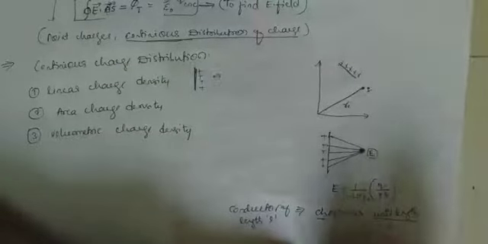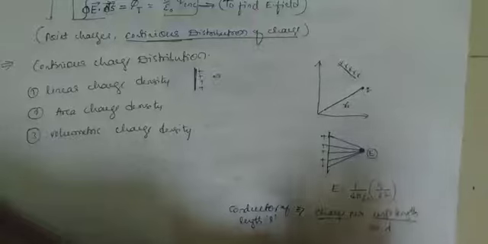So charge per unit length we have taken as lambda. That means for 1 unit here we are having the charge lambda, so for 1 meter we are having the charge lambda. Now here I have L length of conductor, so the length of the conductor is L.